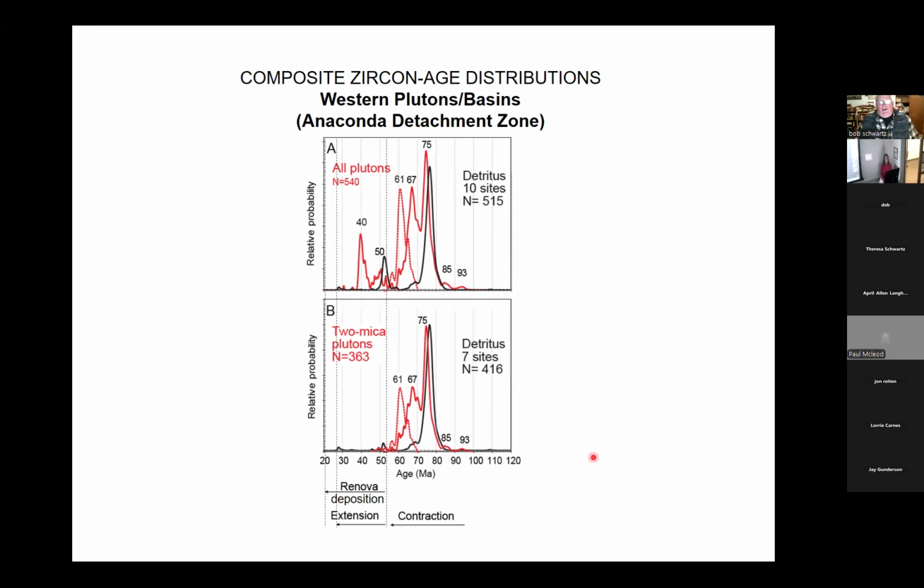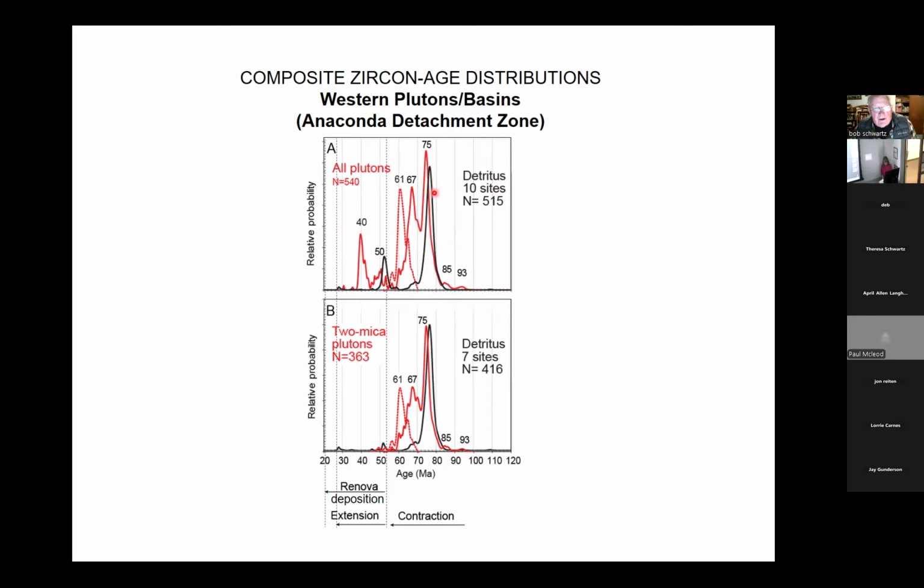Okay, so let's combine things even more in this upper plot. Now I've combined the Flint Creek Range plutons with the Anaconda plutons. And the red line is the composite detrital zircon age distribution for all plutons where we have data in the Flint Creek Range and the Anaconda Range. And you can see these multi or polymodal spikes, a hint of one at 93, one at 85, 75, 67, 61, and so on down the line.